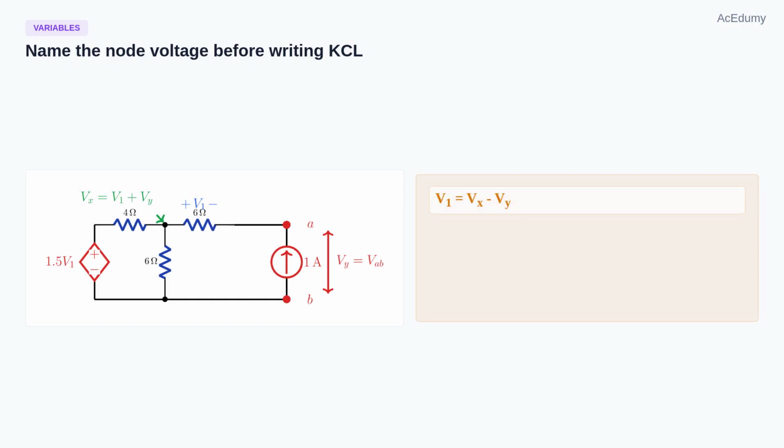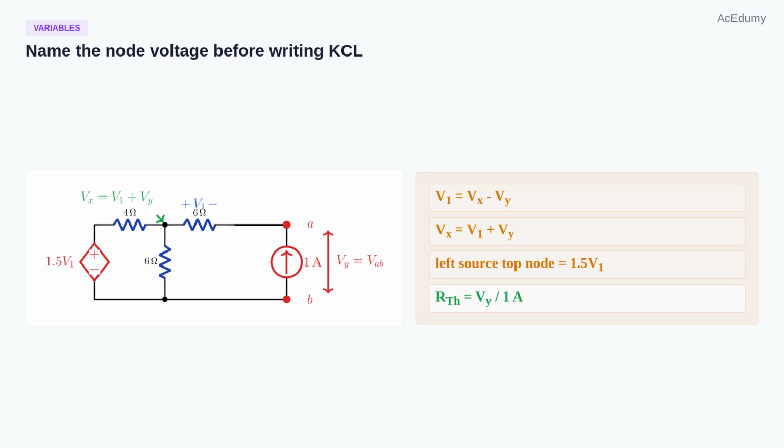Now slow down and define the node voltages. Let the middle top node be Vx, because the 6 ohm resistor on the right has voltage V1 from left to right, and the port node is Vy. We have V1 equals Vx minus Vy. The same statement can be written as Vx equals V1 plus Vy. That substitution keeps the dependent source and every resistor current consistent.